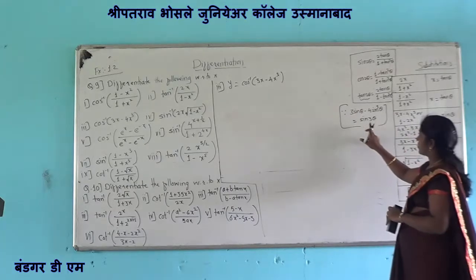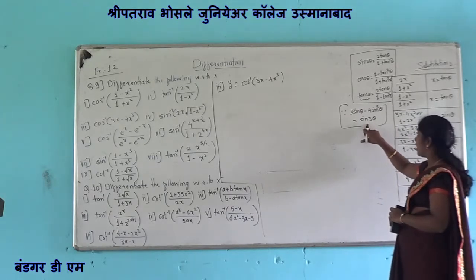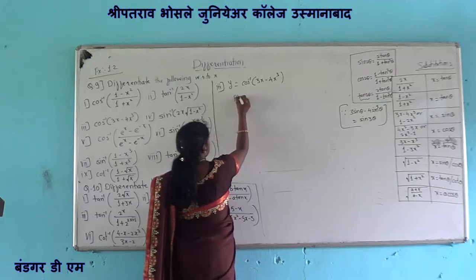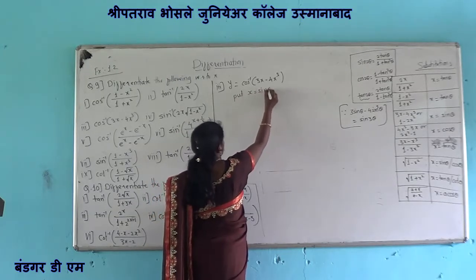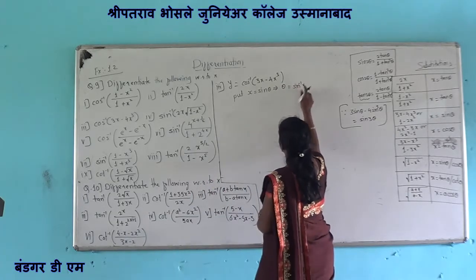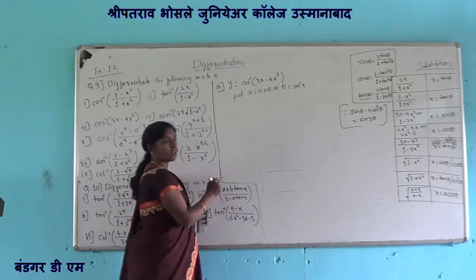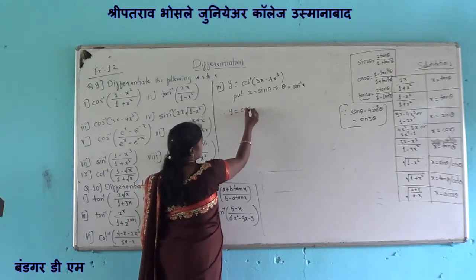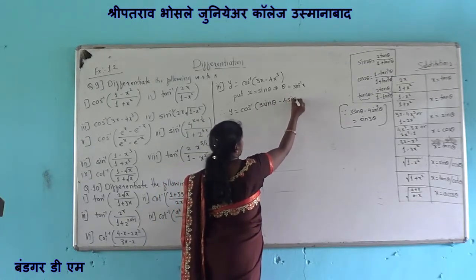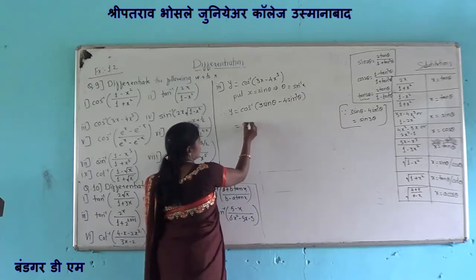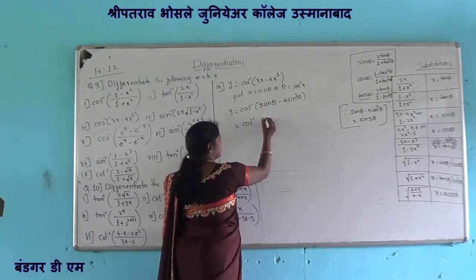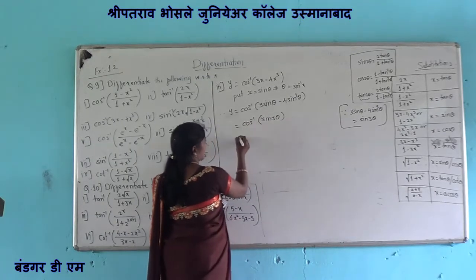So, using the formula for sin 3 theta, we will replace x by sin theta. So put x is equal to sin theta. That implies theta is equal to sin inverse x. So y is equal to cos inverse of 3 sin theta minus 4 sin cube theta, which is equal to cos inverse of sin 3 theta, this is the formula for sin 3 theta.